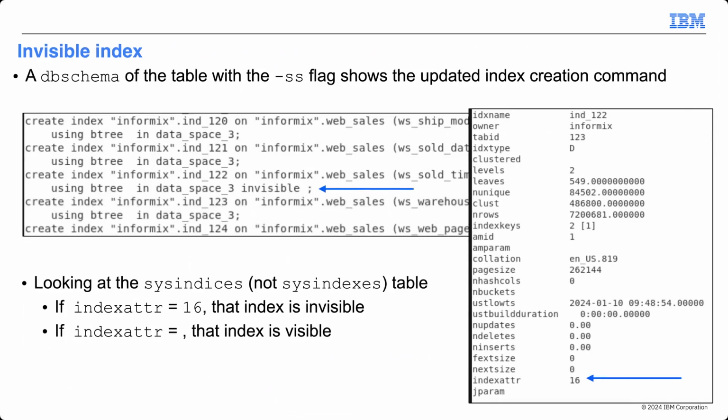If you go to the sys indices, not the sys indexes, but the sys indices table, you can see that there's now an index attribute flag. If it is set to 16, the index is invisible. If it's null, then the index is visible.